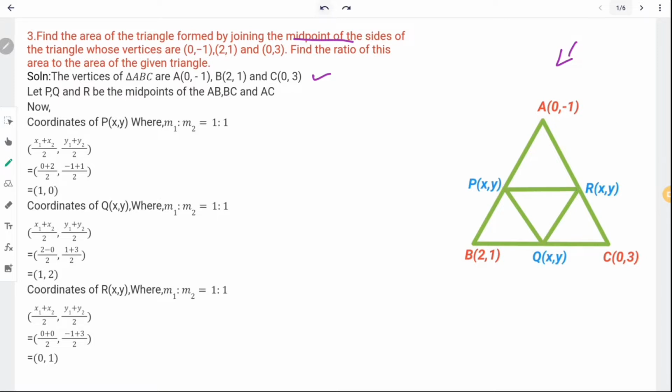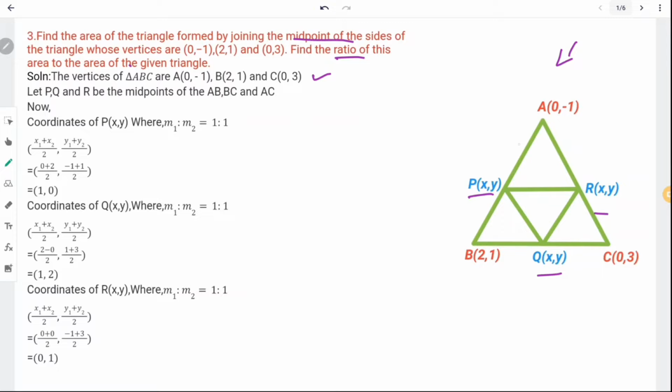So what we're going to do here is find the ratio between the areas of the two triangles. Which means I first have to know all the coordinates of P, Q, and R. Once we know that, we'll find the area of this bigger triangle, and also the area of this smaller triangle, and see their ratio. So first, let's find all the coordinates of P, Q, and R.